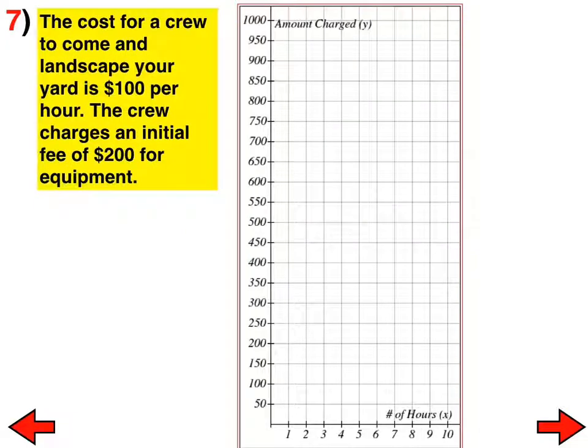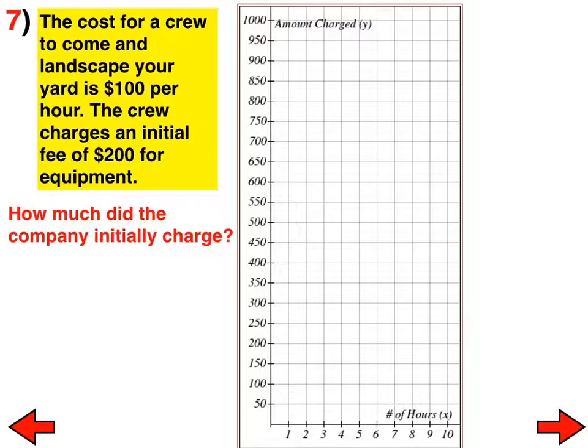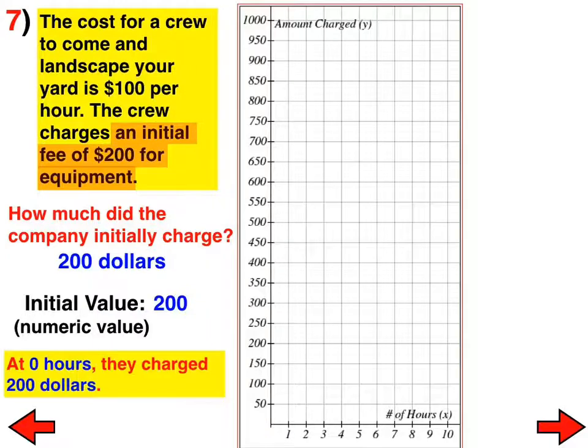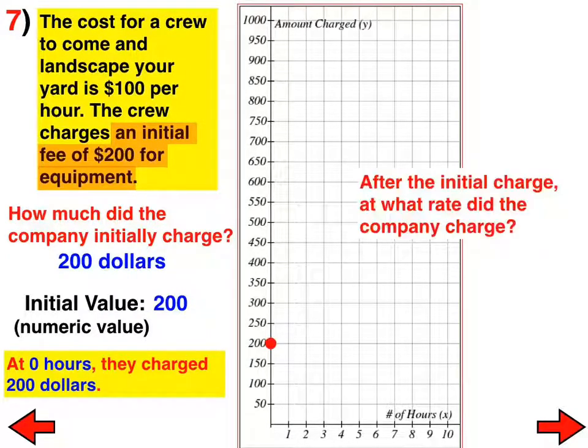All right, taking a look at number 7, the cost for a crew to come and landscape your yard is $100 per hour. The crew charges an initial fee of $200 for their equipment. How much did the company initially charge? Clearly that is $200. As a numeric value, that's 200, which means at 0 hours they charge $200, which results in that point being plotted.